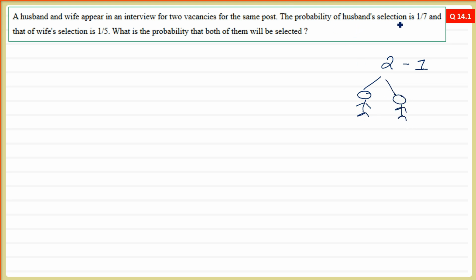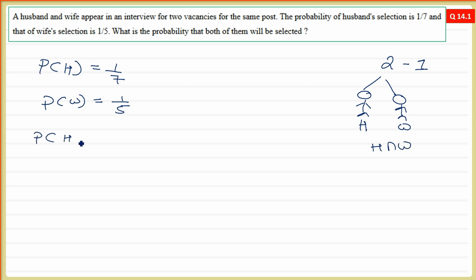The probability of husband's selection is 1 by 7. So the probability of husband being selected, we call it H. So probability of H is 1 by 7, being given in the question. Probability of wife being selected, PW we are referencing, is 1 by 5. So what is the probability that both of them will be selected? Both of them means what? Husband and wife both together. So H intersection W we are talking about.